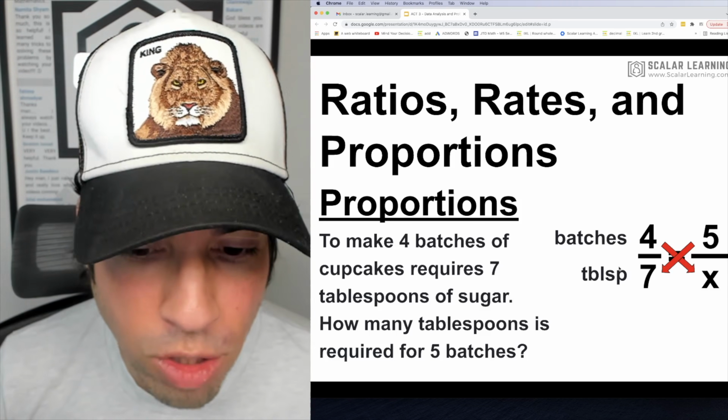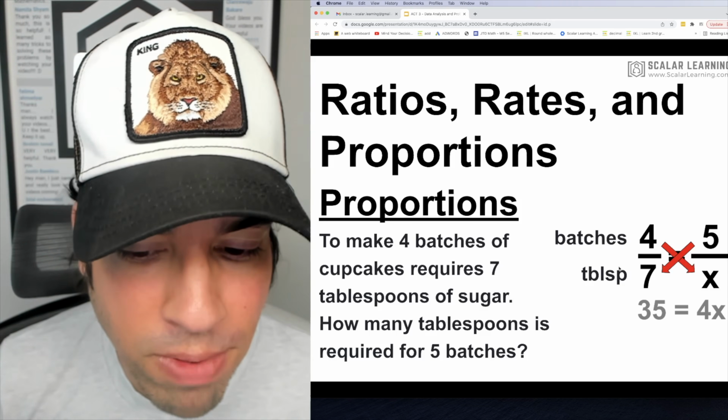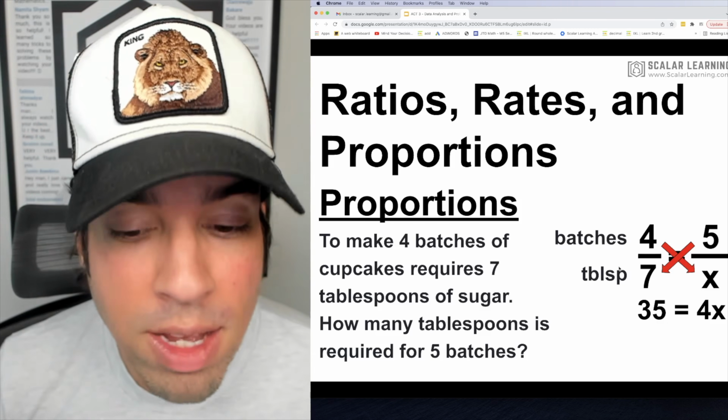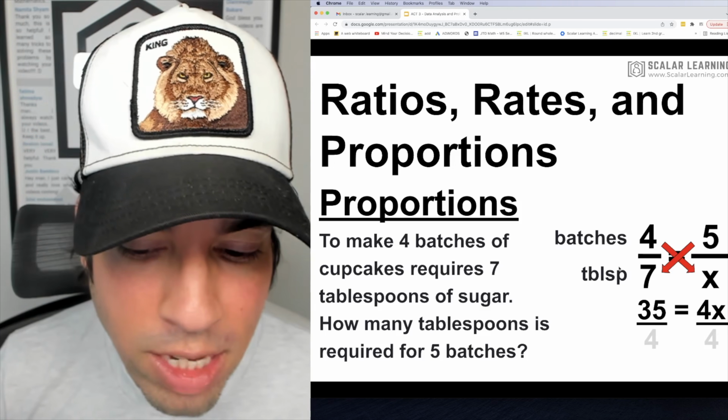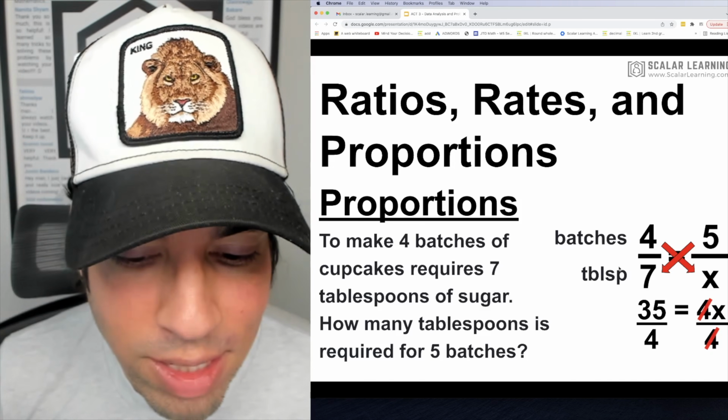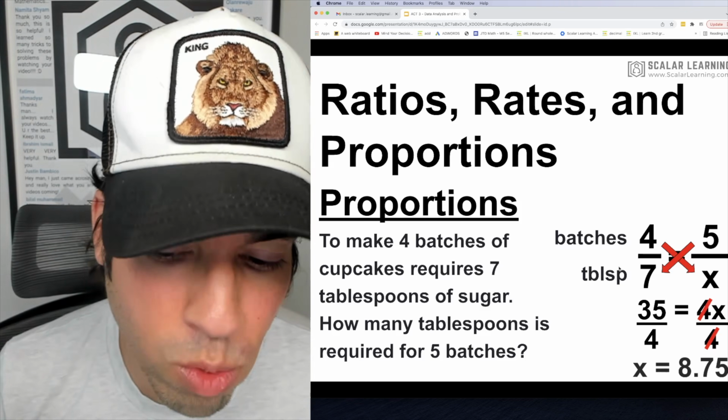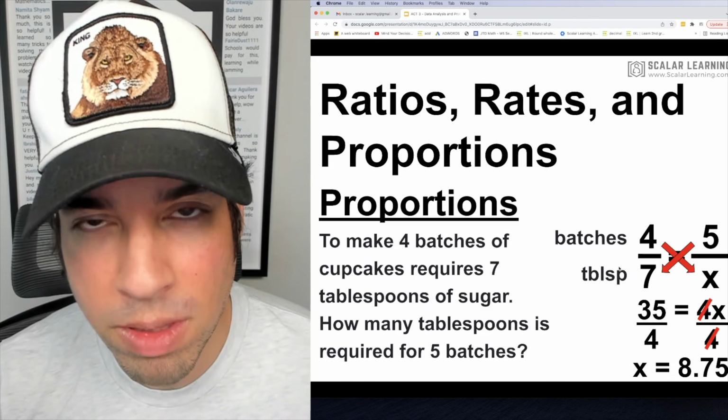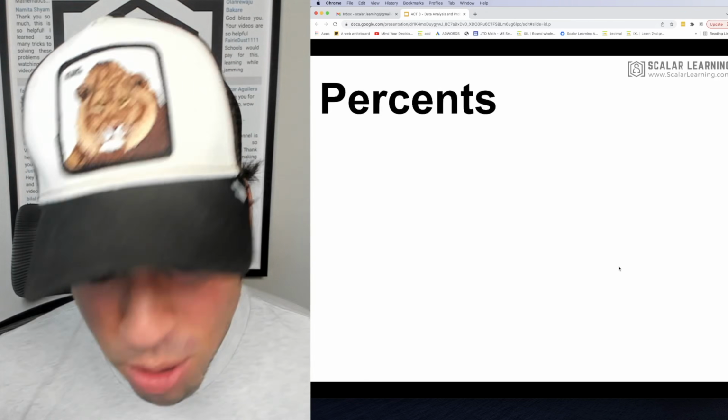Cross multiply like so. 5 times 7 is 35. 4 times X is 4X. Last but not least, we divide both sides by 4. Cancel those guys out. 35 divided by 4 is, of course, 8.75. Boom, done. Now let's talk about percent.